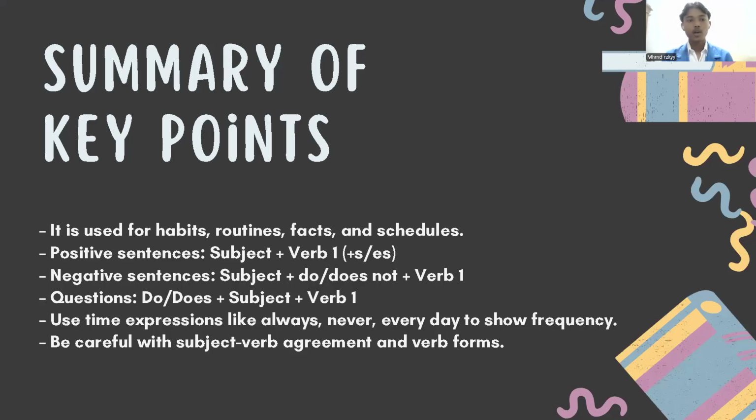Summary of key points. Let's review what we've learned about the simple present tense. It is used for habits, routines, facts, and schedules. Positive sentences, subject plus verb 1 plus s or es. Negative sentences, subject plus do or does not plus verb 1. Questions, do or does plus subject plus verb 1. Use time expressions like always, never, every day to show frequency. Be careful with subject-verb agreement and verb forms.